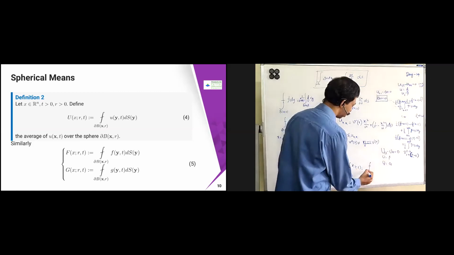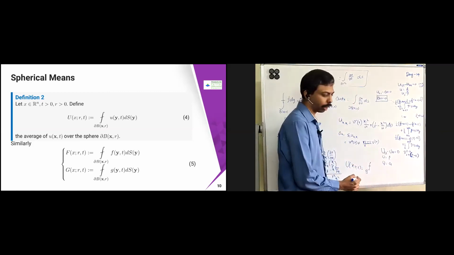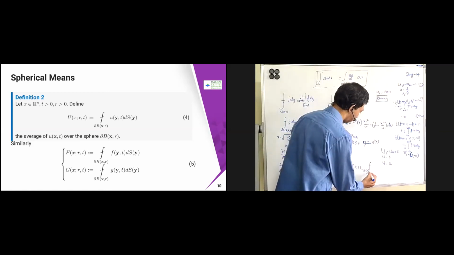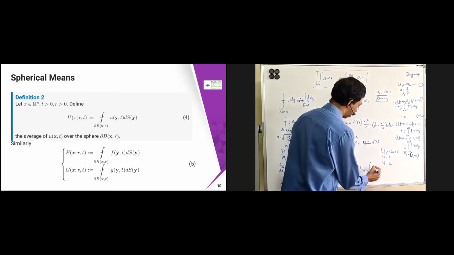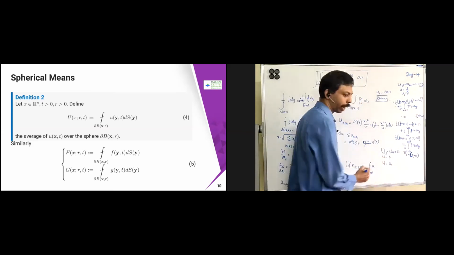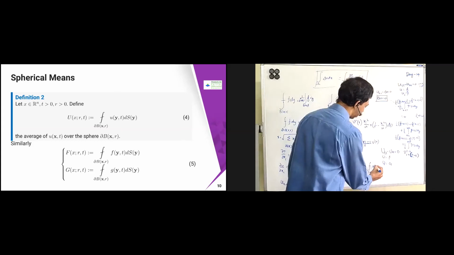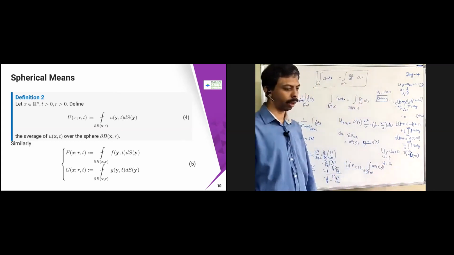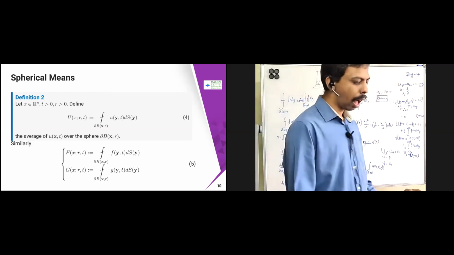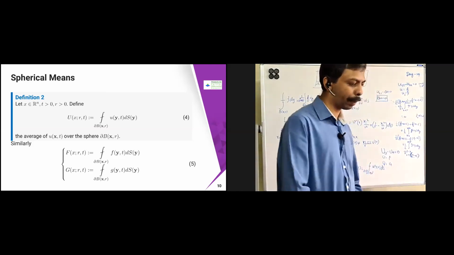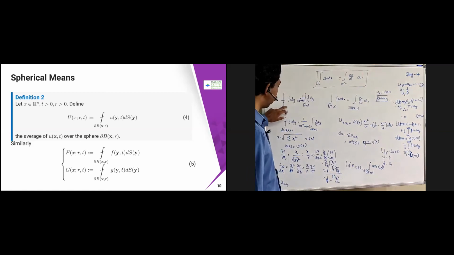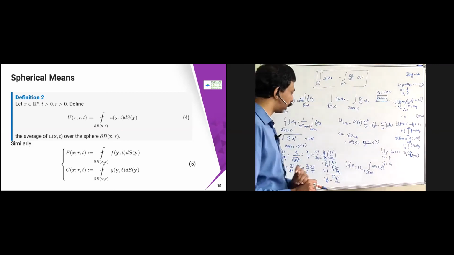the average of u(y, t) over the boundary ∂B(x, r), with respect to dS. This is what I just defined: the average of u(x, t) over B(x, r). It is almost a similar thing; instead of defining it directly, I'm just putting a symbol over here, capital U, that is the average of u.